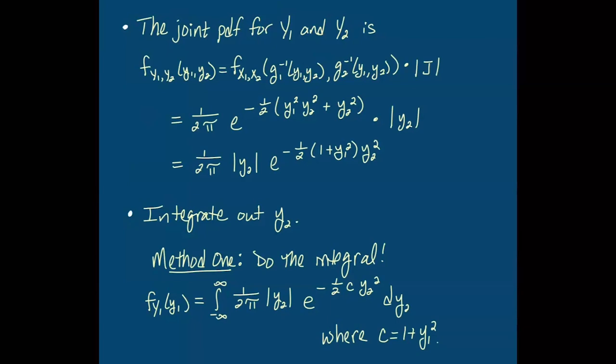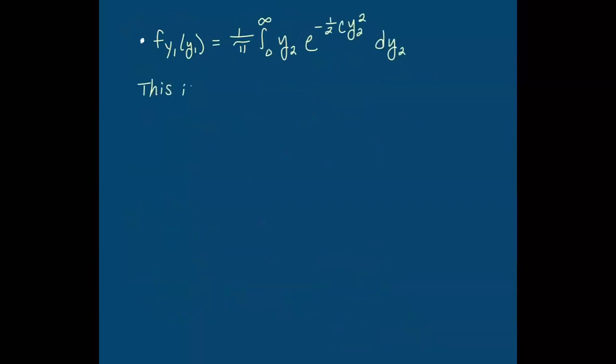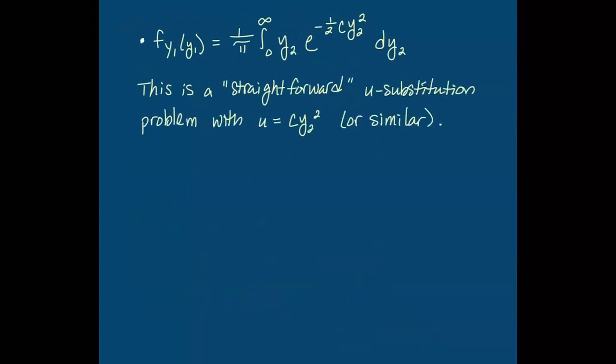Therefore, I can rewrite this integral as 2 times the integral going only from 0 to infinity over y2. In this case, I'm running over only positive values for y2, so I can drop the absolute value. To do this integral, it is a straightforward u substitution problem where you can take u to be c times y2 squared or something similar, basically this exponent. So you can include the 1/2 or you can include the negative and the 1/2 in your definition of u, but you'll notice your du is essentially out here.